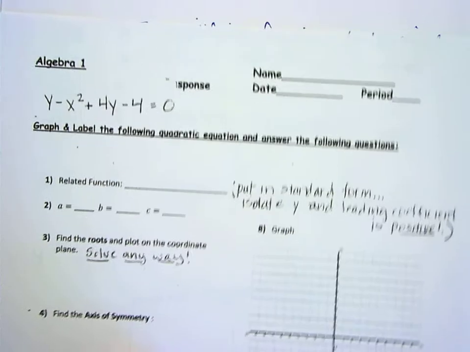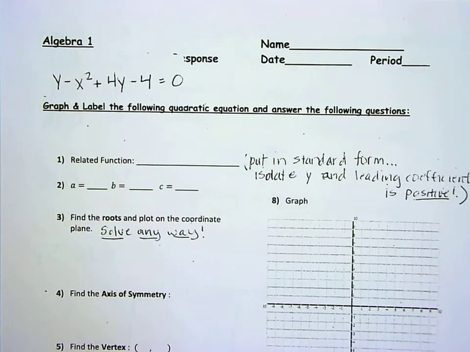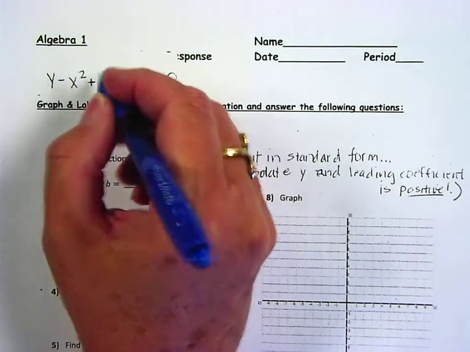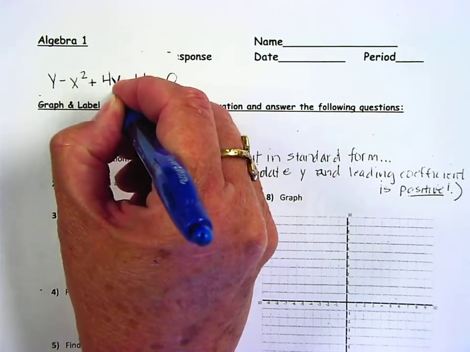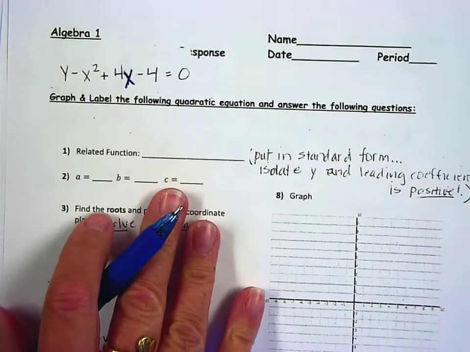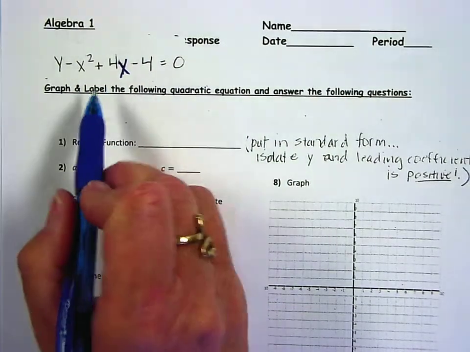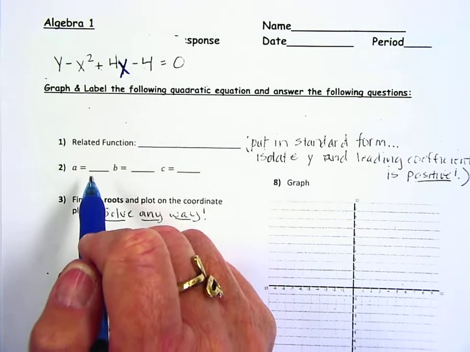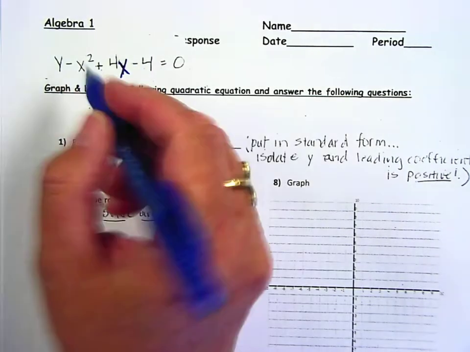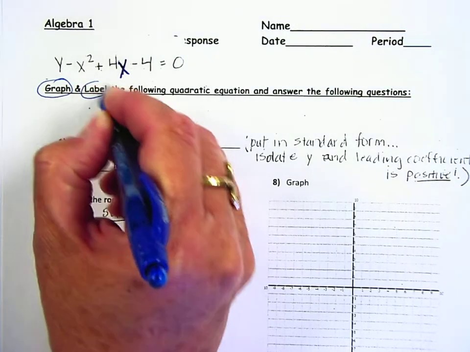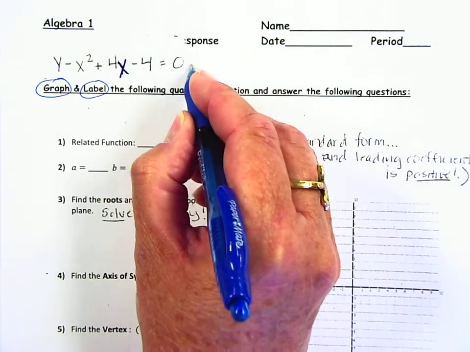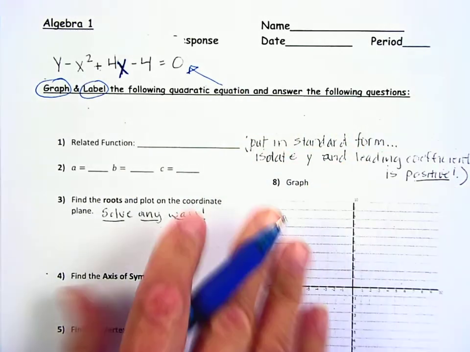All right, this video is going to help us with our free response on our final. So we're going to use this equation right here, only I need to change that to be an x. So we have y minus x squared plus 4x minus 4 equals 0. And this says graph and label the following quadratic equation, that means this one, and answer the following questions.